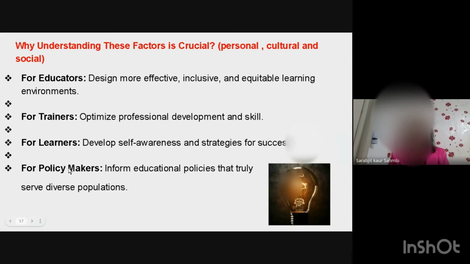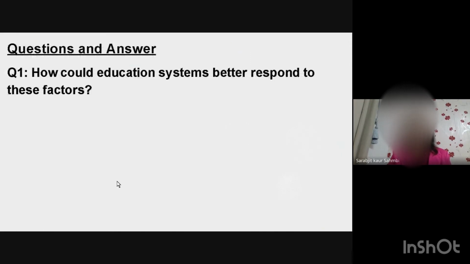So this is very important here for policymakers to inform the system. We have a diverse population with different culture, different social, different personal factors. Okay, so this was crucial for everyone. It is crucial for educators, for trainers, for learners, for policymakers. Now, for policymakers, a question on that: how could the education system better respond to these factors? What do you think?